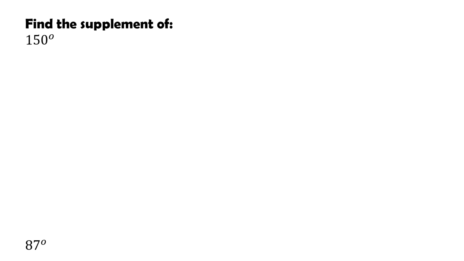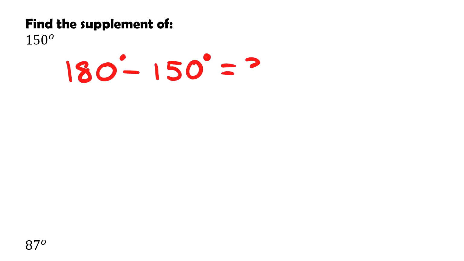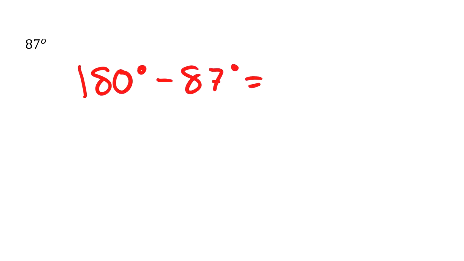So now we'll do another one, find the supplement of 150. So remember, supplement was 180 degrees. And this time we're minusing our 150. So the supplement of 150 degrees is 30 degrees. We'll do another one here, 87, and we start the same way. 180 degrees, take away 87 degrees, gets me an answer of 93 degrees. So the supplement of 87 degrees is 93 degrees.